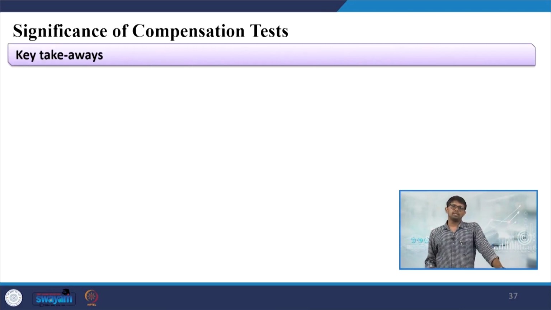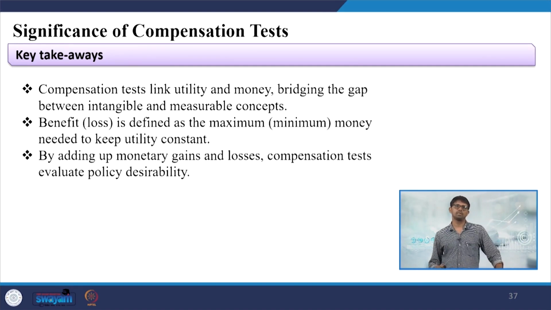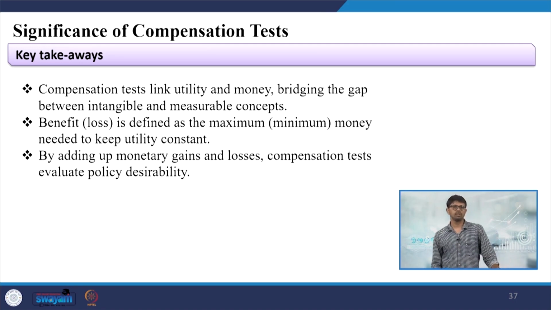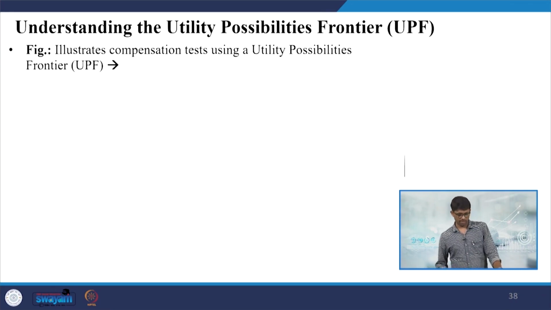So, what are the key takeaways in this case? We said that the compensation test links utility and money, bridging the gap between intangible and measurable concepts. Benefit or loss is defined as the maximum or minimum money needed to keep utility constant by adding up monetary gains or losses. The compensation test evaluates policy desirability. They preserve the spirit of the Pareto principle, identifying strong as A gains and B no worse off, and weak if both A and B gain, a potential Pareto improvement.